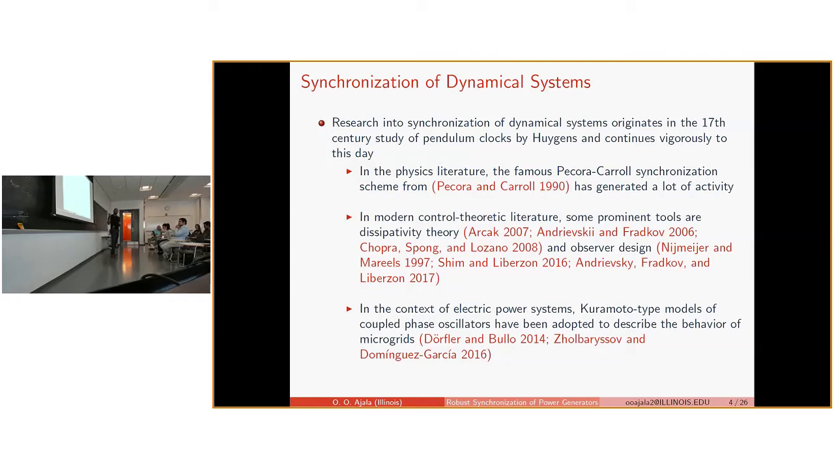Research into synchronization of dynamical systems dates back to the 17th century, to the study of pendulum clocks. And in the physics literature, for example, the famous Pecora-Carroll synchronization scheme has generated a lot of activity. In modern control theoretic literature, some prominent tools are dissipativity theory and observer design. And there's a plethora of work on these topics. In the context of electric power systems, however, the Kuramoto type models of coupled phase oscillators has been adopted to describe the behavior of microgrids.